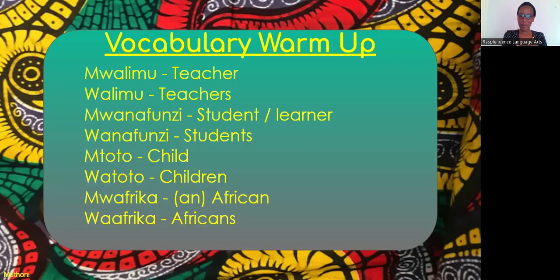Remember I said mimi ni Mwalimu Muthoni? Now I can also say mimi ni Mwafrika. And that would mean I am an African or I am African. Sounds easy, right? Beautiful. And then lastly there, on our vocabulary list, we have rafiki yangu. Rafiki yangu is my friend.